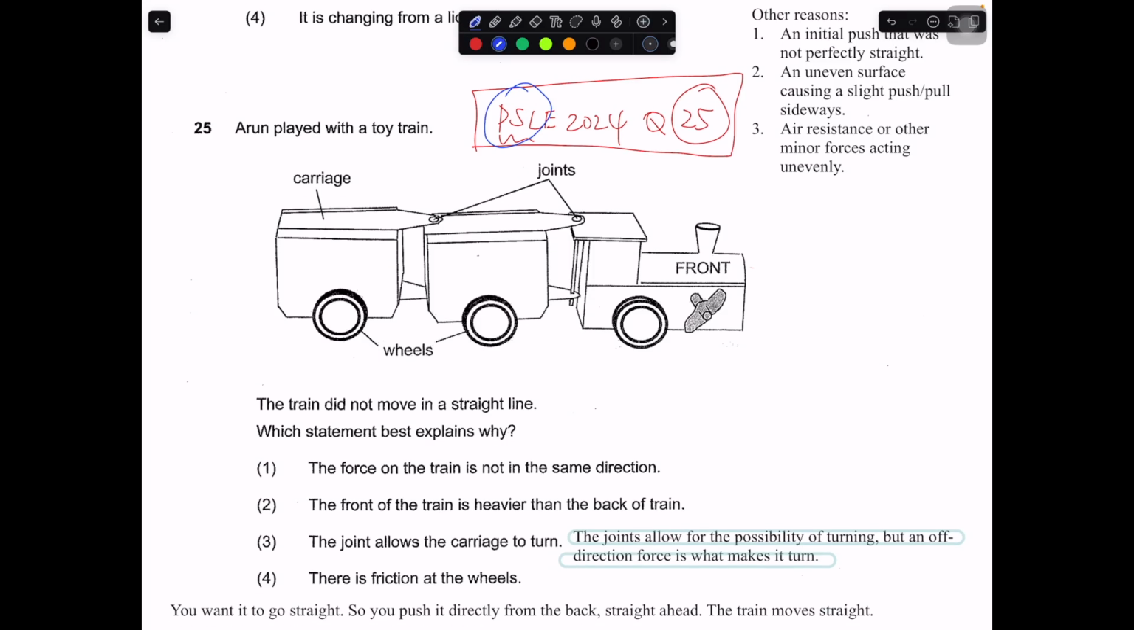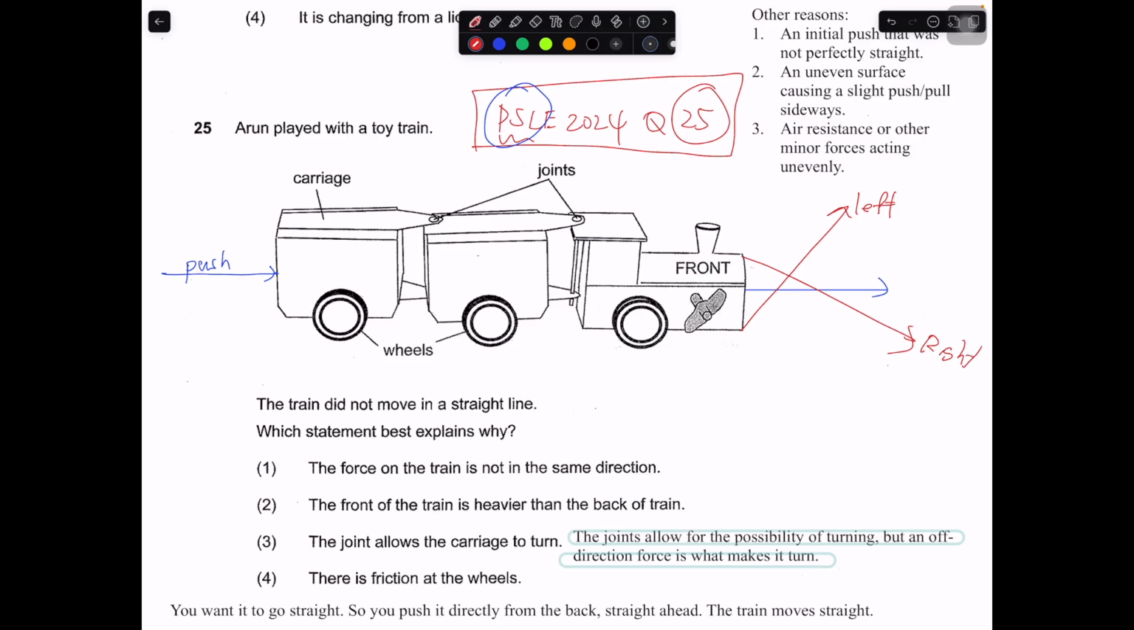If you want the toy car, or toy train, to move in a straight line, like the one in blue color, you exert a push force that is directly aligned to the direction of the train. Then it will move in a straight line. But what if the train did not move in a straight line? That means the train moves here or here, left or right.